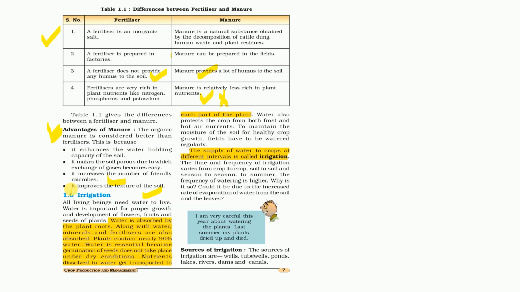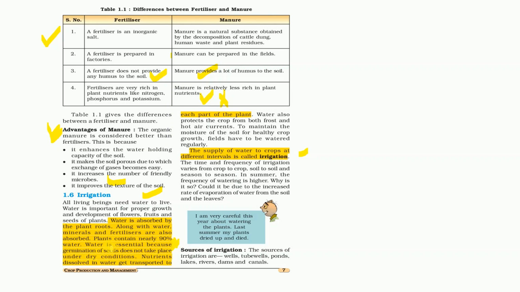And the fourth important thing is the irrigation facilities. So what is irrigation? It means the supply of water to the crops at different levels. So why do we need irrigation? Because the plants need water. The plants absorb the water through their roots, and along with the water, the minerals and the fertilizers are also absorbed. The plant contains 90% water, please note that.